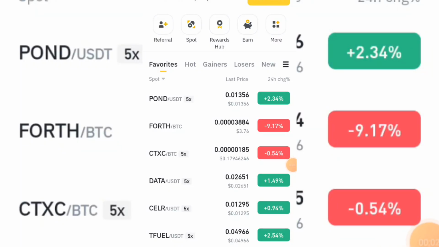Alright, in this video, I am going to take you through how to earn from Binance. This method doesn't require a lot of skills. It only requires a little knowledge and a little capital. Any amount that you have, you can do this.